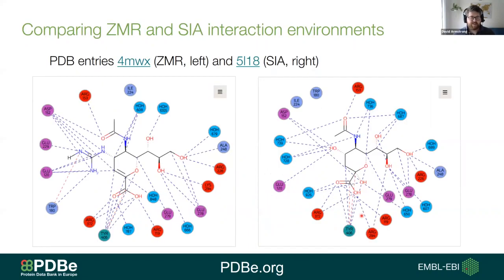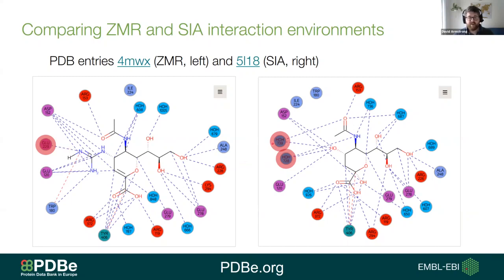So I just wanted to show a comparison of the interaction component for 4MWX of zanamivir, and also with the sialic acid in a different entry, 5L18. Now, in general, the interactions between these are very similar, and around all of this region here, the interaction profiles are nearly identical. However, I'd just like to highlight a couple of points, which is firstly, the presence of this glutamate 229, which we identified before, and as you can see, forming an interaction with this nitrogen of the guanidino group.